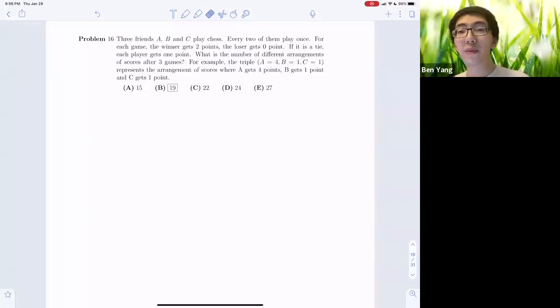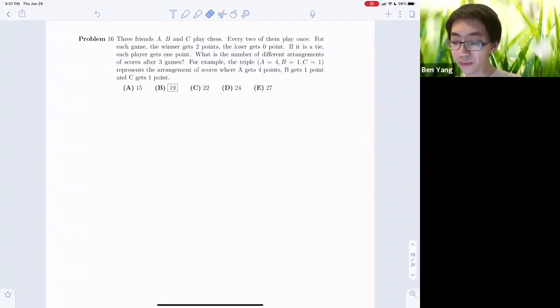All right, so problem 16. So we have 3 friends A, B, and C. They're playing chess. Every 2 of them play once. For each game, the winner gets 2 points, the loser gets 0 points, and if it's a tie, then each player gets 1 point. And you want to know the different arrangements of scores after those 3 games.